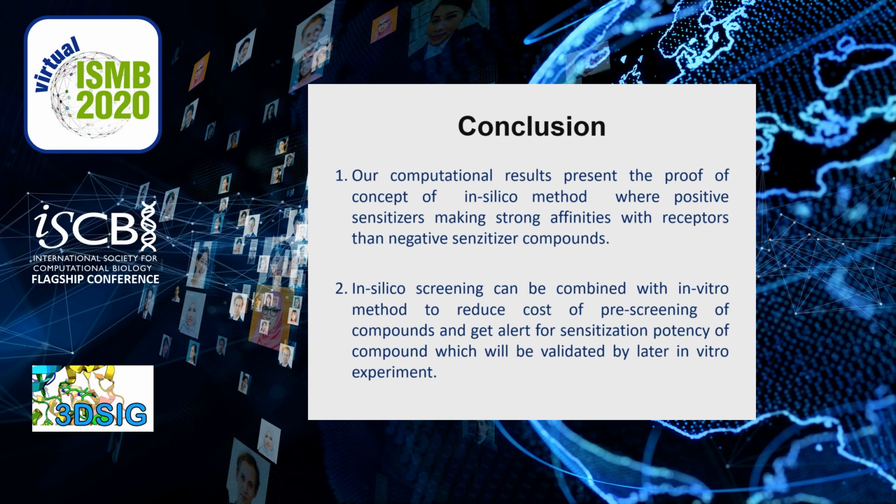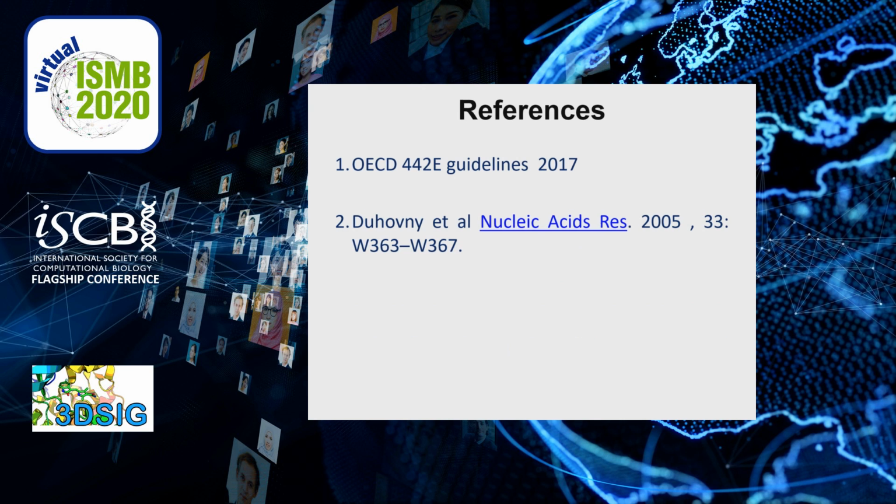So here our conclusion is like this. Our computational results present a proof of concept of the in silico method, where positive sensitizers make stronger affinities with the receptor than negative sensitizer compounds. In silico screening can be combined with in vitro methods to reduce the cost of pre-screening of compounds and get an alert for the sensitization potency of a compound, which will be validated later by in vitro experiment.